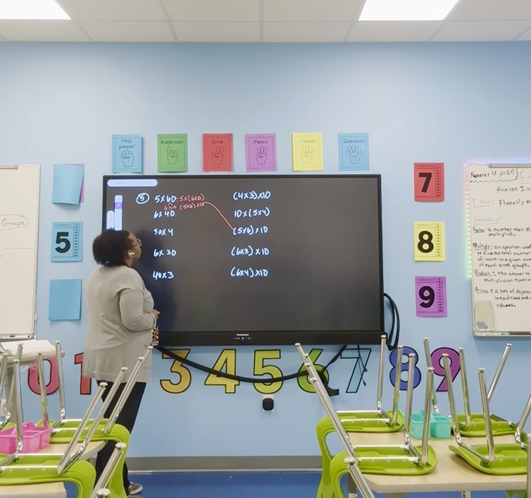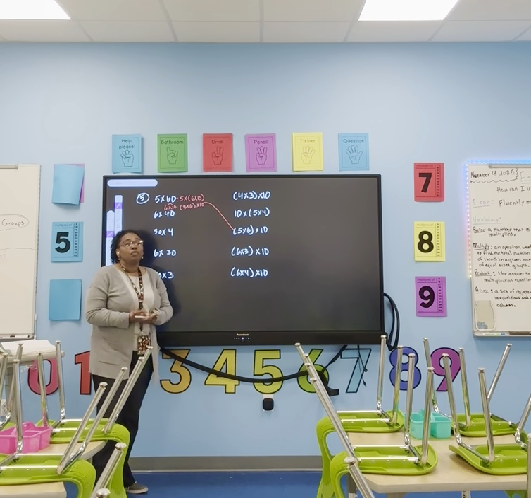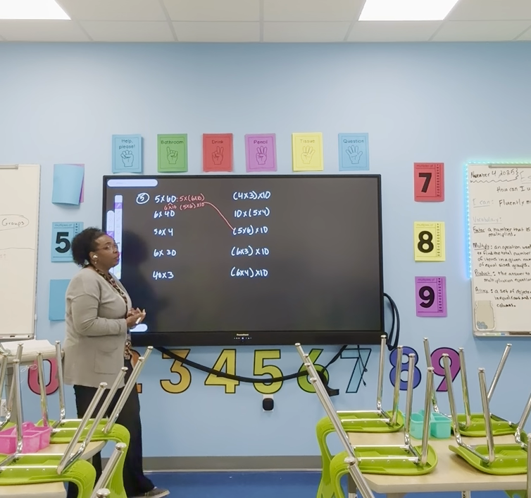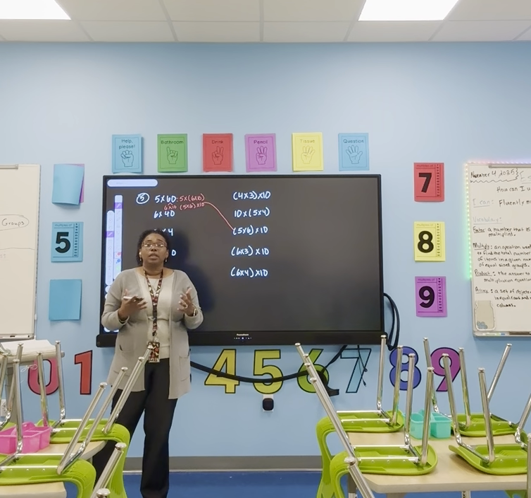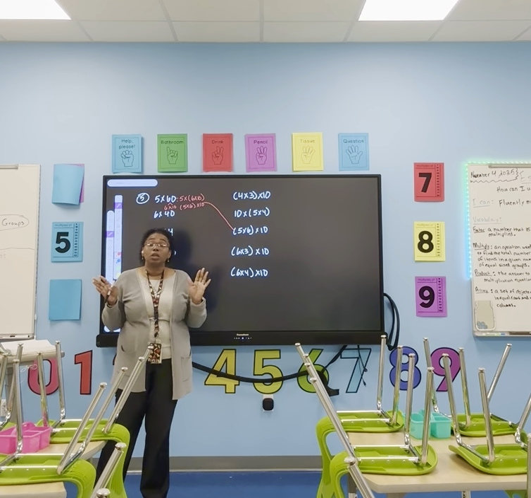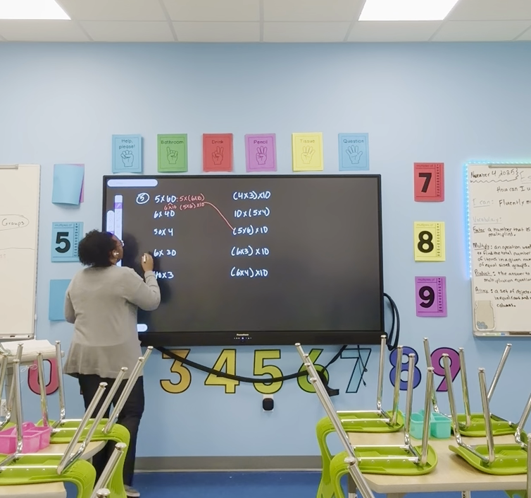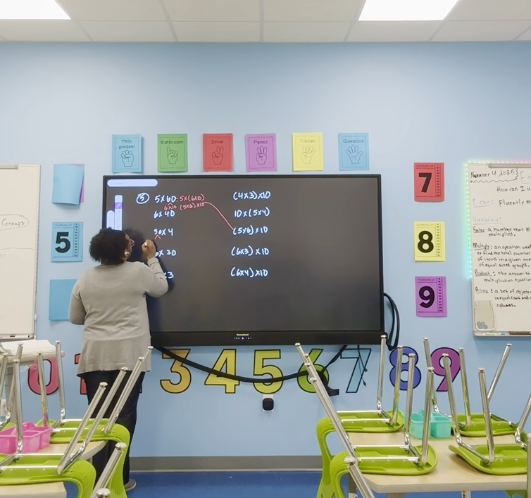Let's go to, let's see, I'm going to go to 50 times 4. Let's look at 50 times 4. So again, 50 is a big number. We're going to break that up into a 10. So I'm going to say what times 10 will give me 50? That is going to be 5. So I'm going to break this up into 10 times 5.